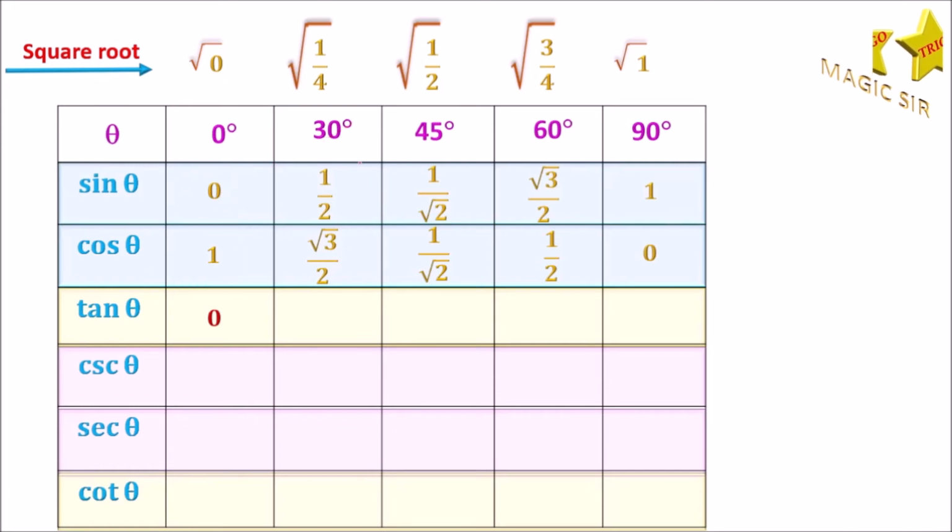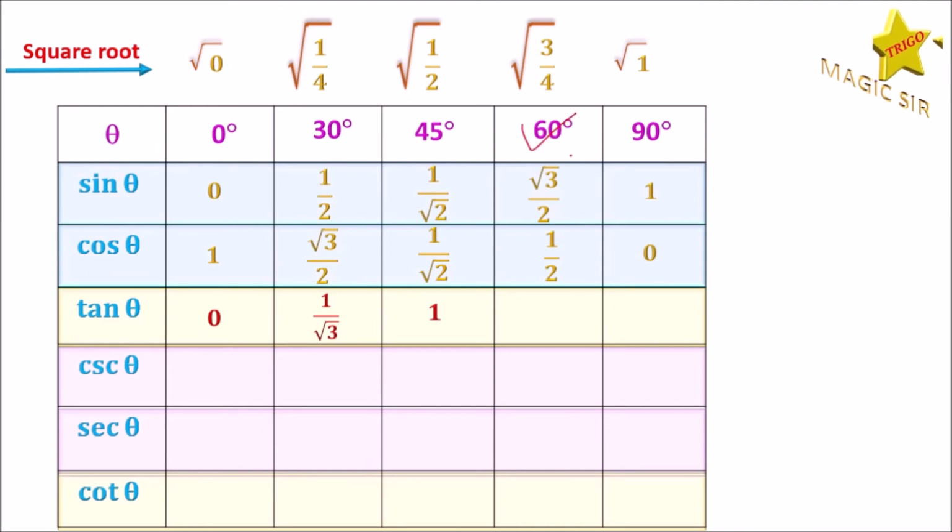For 30 degrees, tan 30 degrees is equal to 1 upon 2 all upon root 3 by 2. By simplifying, we have tan 30 degrees is equal to 1 upon root 3. For 45 degrees, tan 45 degrees is equal to 1 upon root 2 all upon 1 upon root 2, and we know that this is equal to 1. So tan 45 degrees equal to 1.